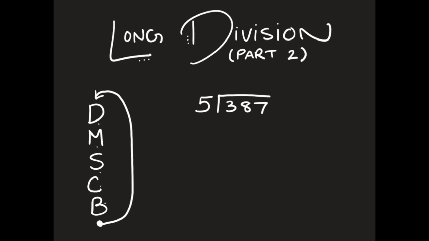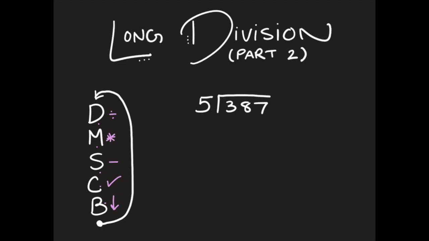And remember, the D stands for divide, the M stands for multiply, the S stands for subtract, C is to check, and B is to bring down. So we're going to continue to look at those steps as we're doing our division problem. All right, we have 387 divided by 5.